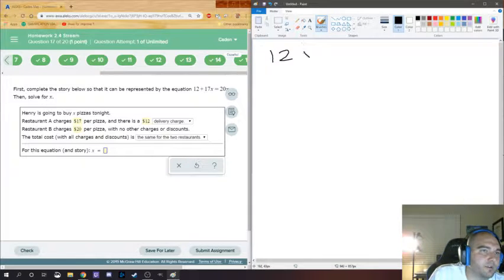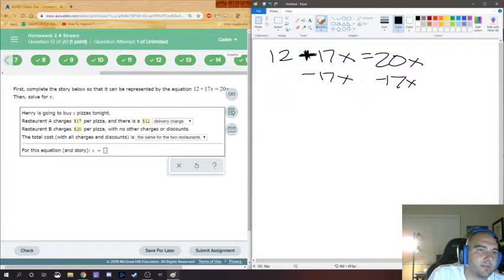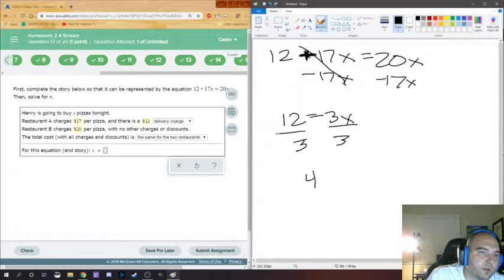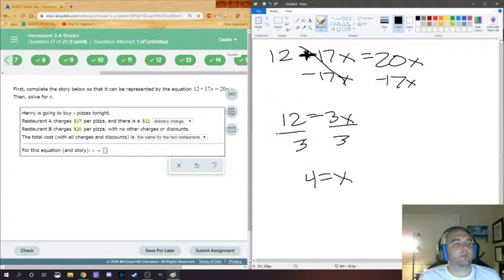So one place is $12, and it's $17 a pizza. That's a plus sign, mind you, there. Ugh. I'm not erasing it. And this is $20 a pizza. So we're going to subtract 17x on both sides. You can't have x's on both sides. And you get 12 equals 3x. Divide by... Oh my gosh, pen. Please, pen, don't do this to me. 4 equals x. So x equals 4.